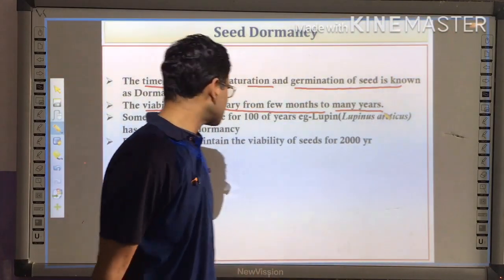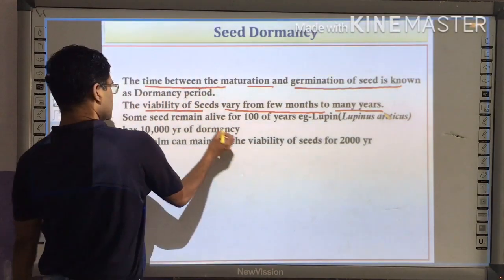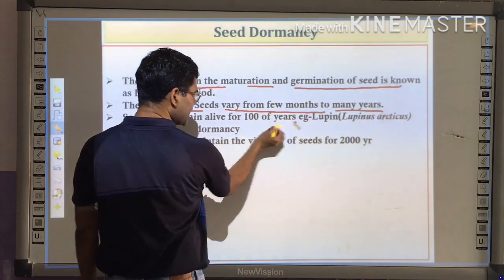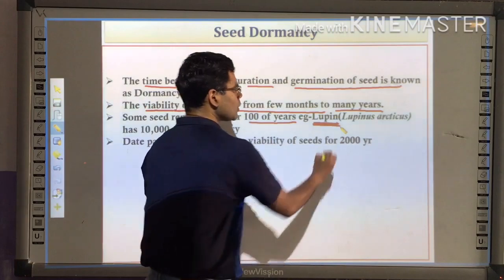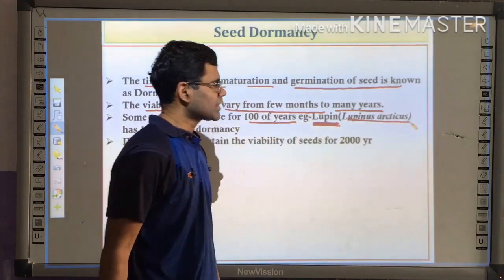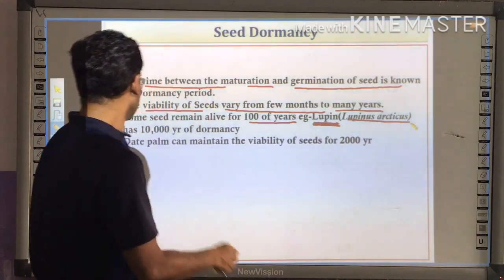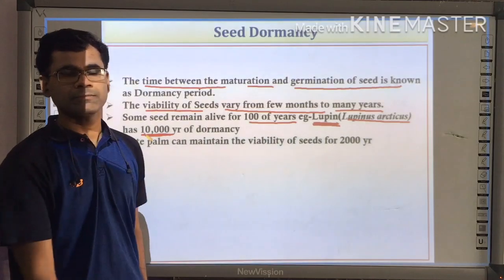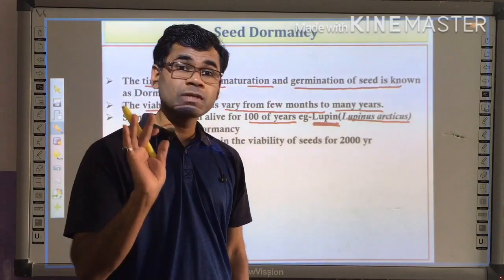Okay, let me take a very good example here, which is mentioned in your book, right? Some seeds remain alive for 100 years. One example I would like to take is lupin, also called Lupinus arcticus. Lupinus arcticus has a seed dormancy period of 10,000 years. 10,000.